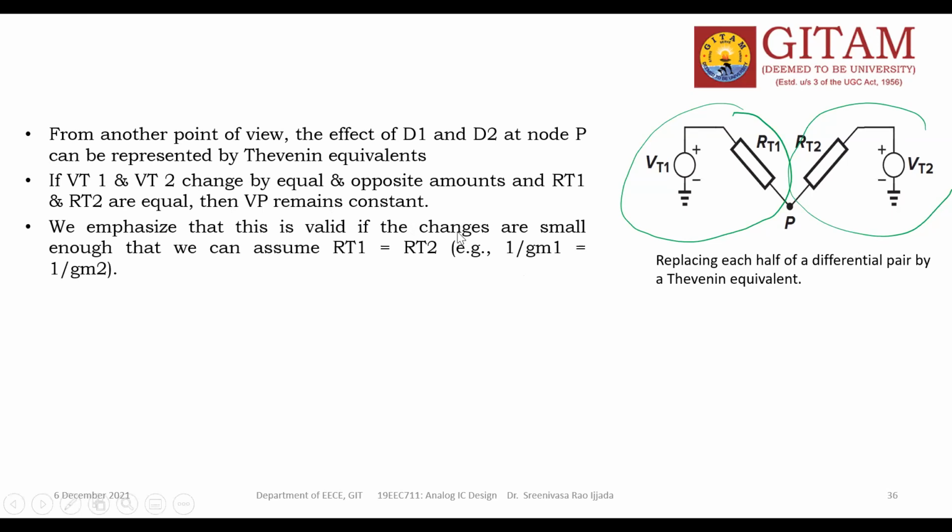This is valid if the changes are small enough that we can assume RT1 and RT2 are equal. So what is RT1? Thevenin's equivalent resistance. In the last class, I told you RT1 is equal to 1 by GM1, and RT2 is equal to 1 by GM2. This is the impedance of the device, and it is small enough up to this condition.